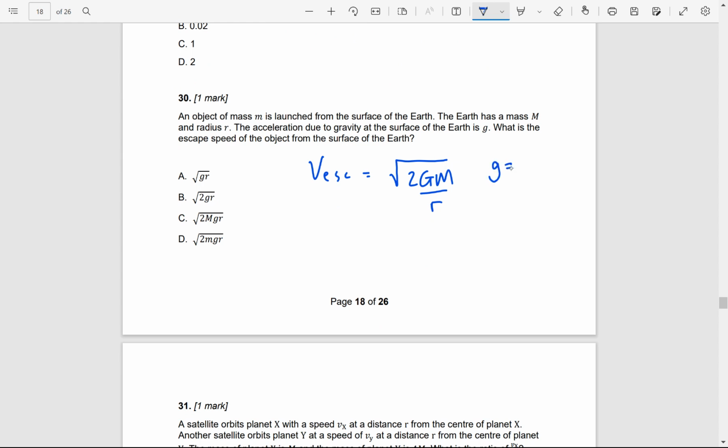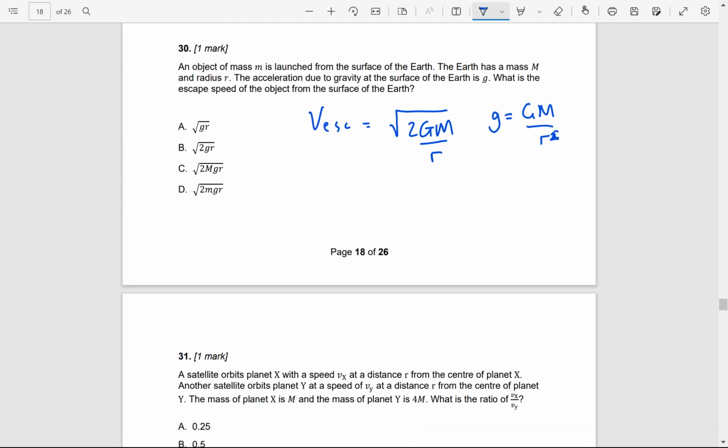The easiest way to do this would be to find a formula that links little g and capital G, the gravitational constant, and the other symbols that we have. And that's the one you do need to go with. So I'm going to rearrange that for G and then plug that into there. So G equals gR squared over M. And then I'm going to plug that into my escape speed one.